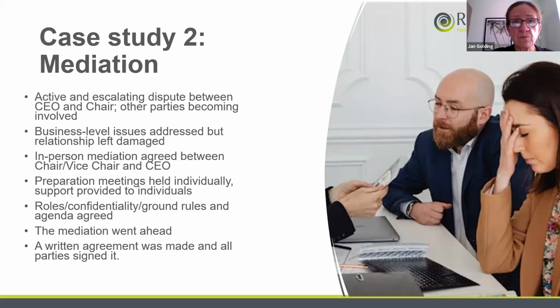Basically, the chair didn't want the organisation to go for a big piece of funding, and the chief exec had already gone for it and was already putting the tender in. And there were business level issues to be resolved as to whether or not the organisation should be going for that tender. It wasn't for the chief exec to decide, and it wasn't for the chair to decide. And my first involvement was to get them to recognise that.